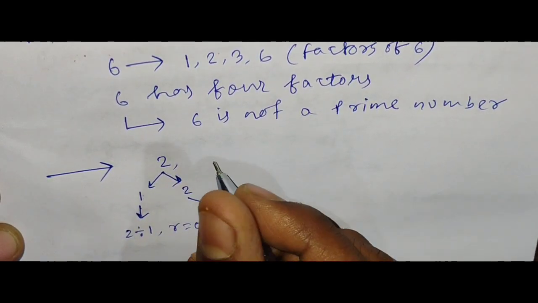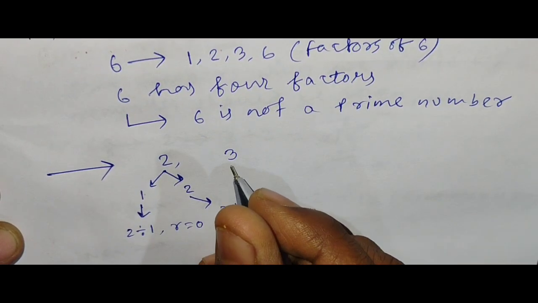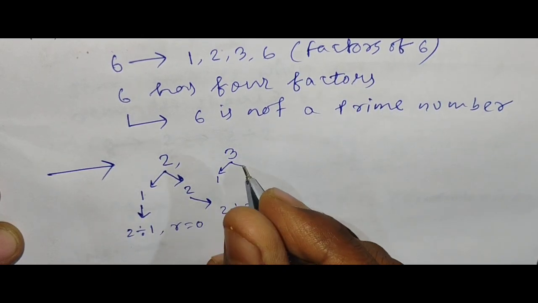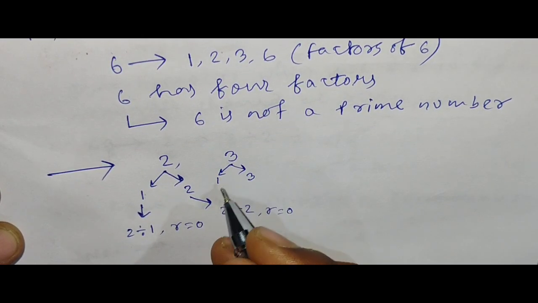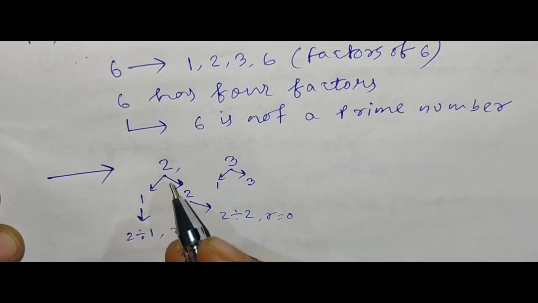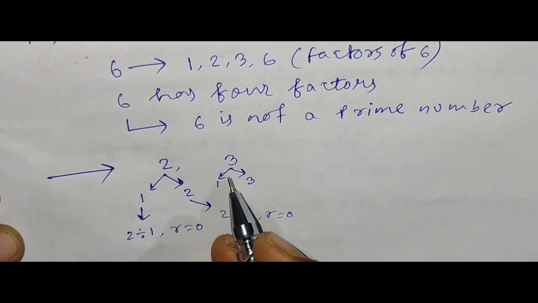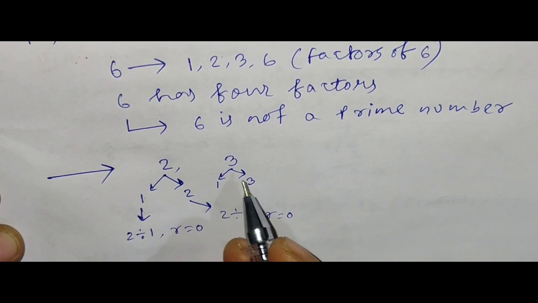After that, 3. We can divide 3 by only 1 and 3 exactly. So 3 has 2 factors, 1 and the number itself. So 2 and 3, these numbers will be called prime numbers.